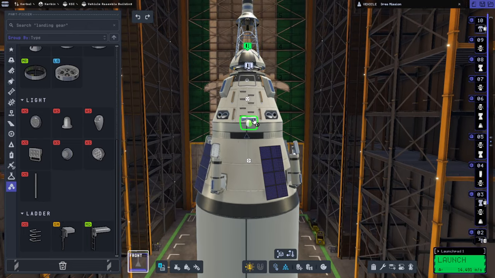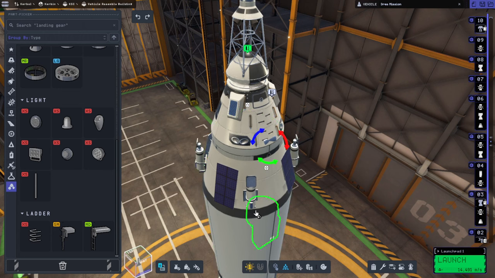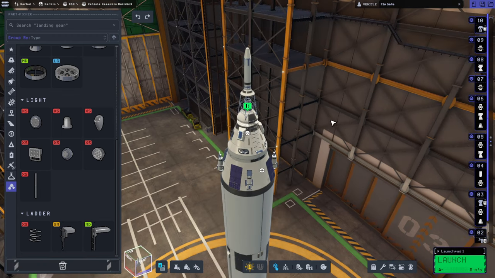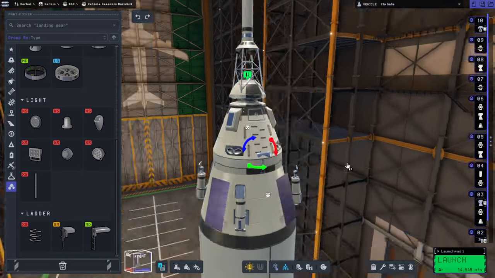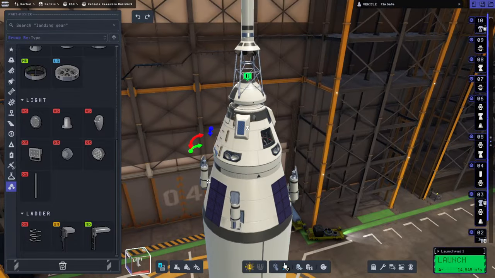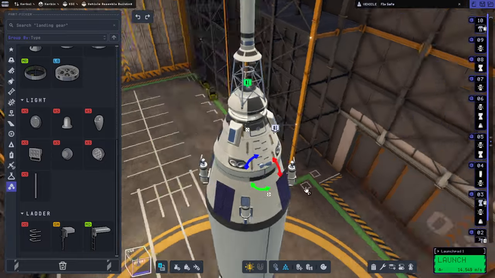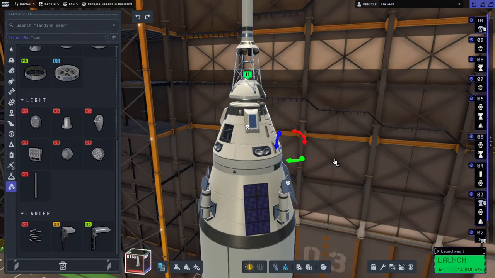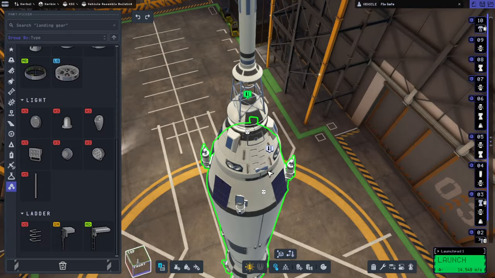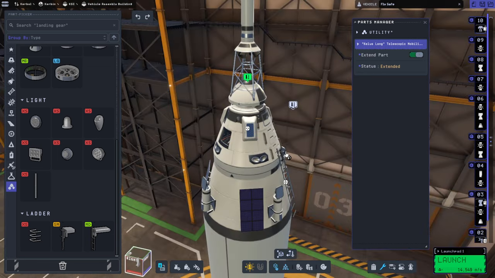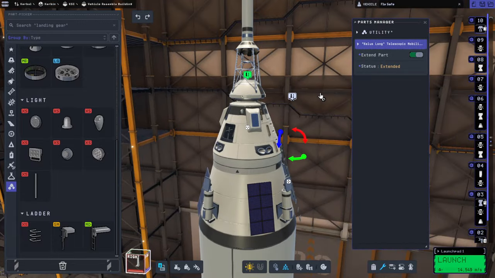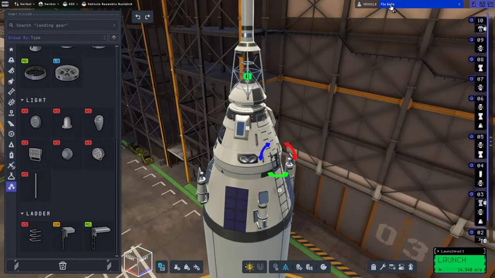Weirdly clipped there. Whoops. Why is it not giving me the translational handles? Yeah. I thought I had the translational handles a second ago. What? Now it's just rotational handles. And we're fly safe again. Okay, fine.